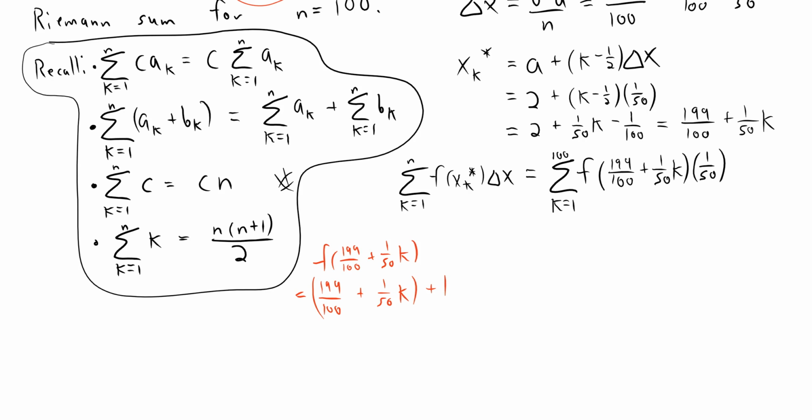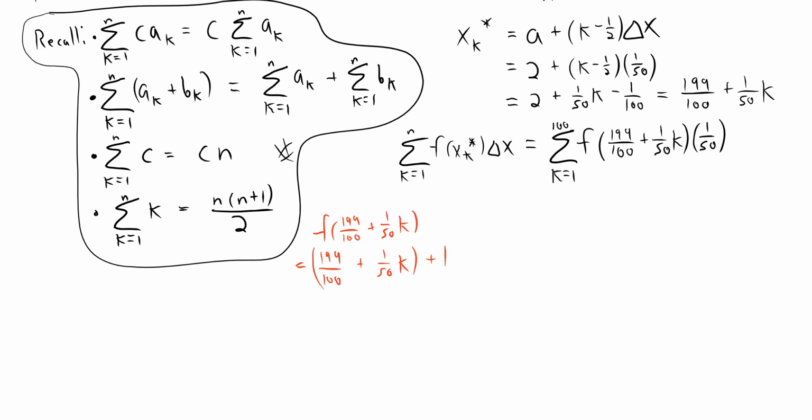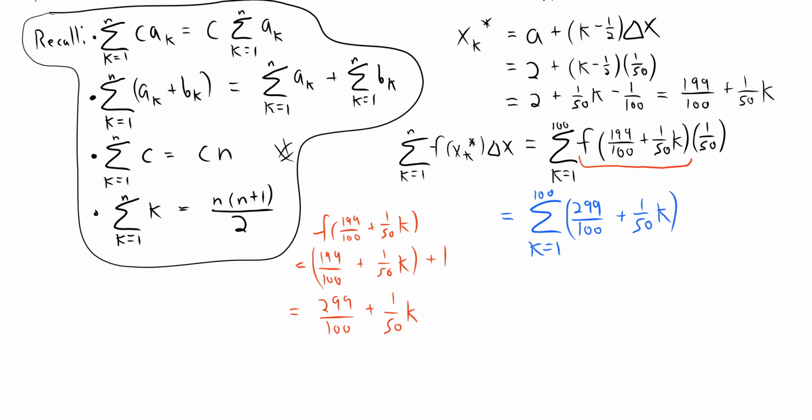Well, of course, if we add 1 to 199 over 100 plus 1 over 50k, we end up with something like 1 is 100 over 100, 299 over 100 plus 1 over 50k. So rather than have that notation f of 199 over 100 plus 1 over 50k, what that really looks like is going to be the sum from k equals 1 to 100 of 299 over 100 plus 1 over 50k, times 1/50th.